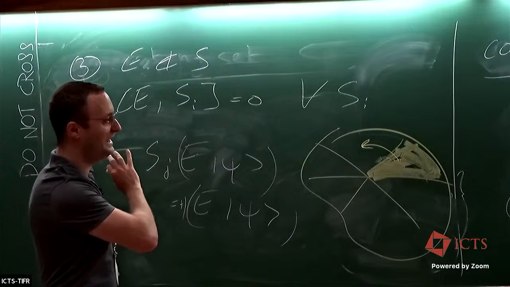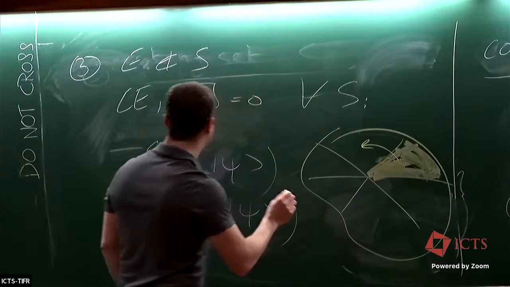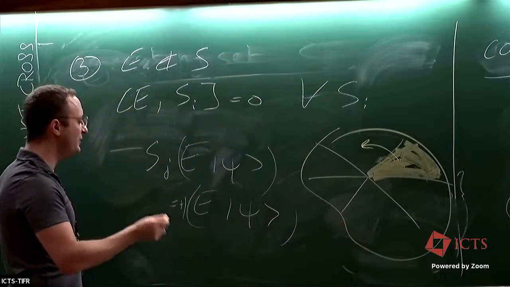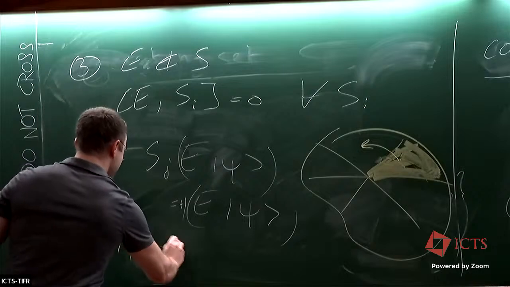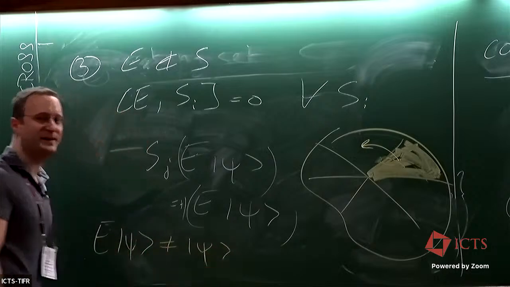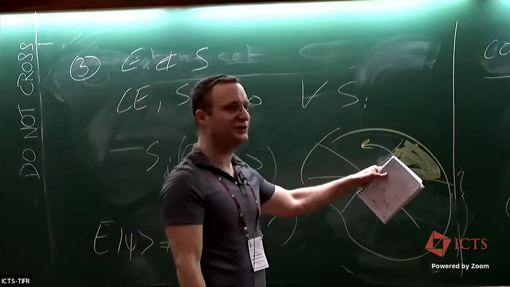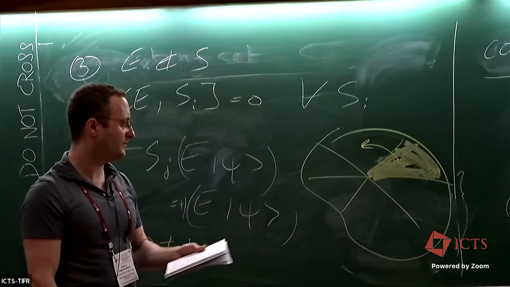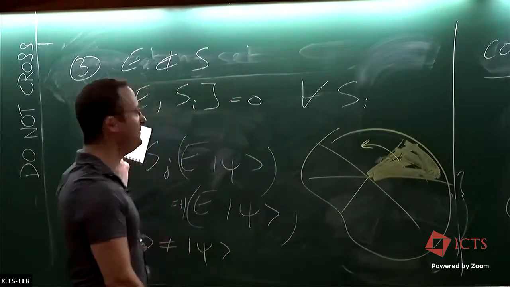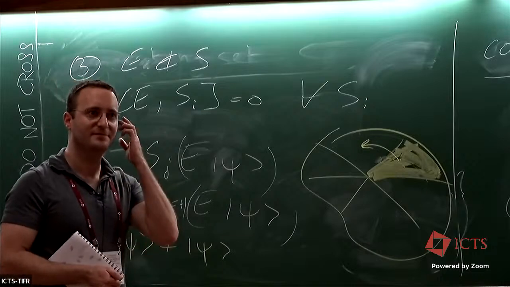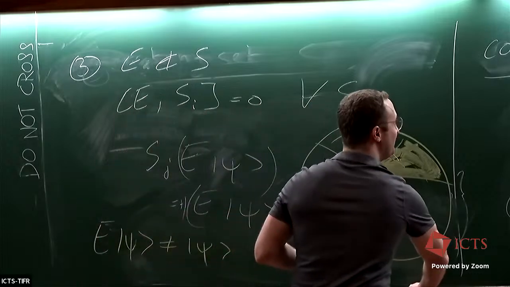I'm in the set of plus one eigenstates, but it's not a stabilizer. And so it doesn't act trivially on psi. Remember, E psi is not equal to psi. Otherwise, it would have been a stabilizer, right? And so it does a non-trivial operation on this slice. What would I call this kind of error? It's a non-detectable error.